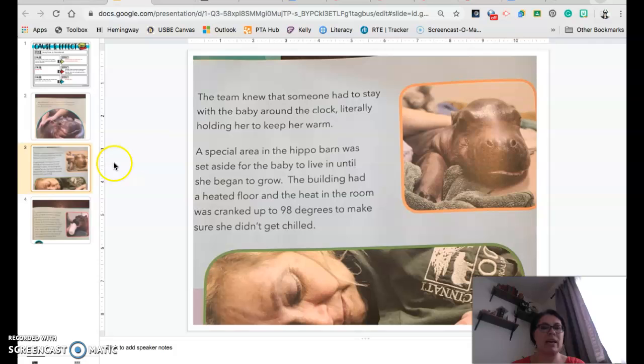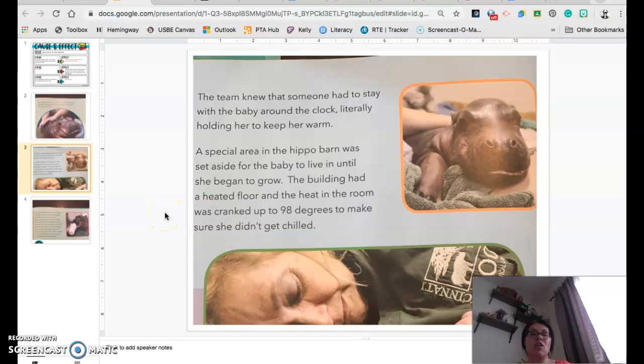So I'm going to come over to this page and reread the page. The team knew that someone had to stay with the baby around the clock, literally holding her to keep her warm. A special area in the hippo barn was set aside for the baby to live in until she began to grow. The building had a heated floor and the heat in the room was cranked up to 98 degrees to make sure she didn't get chilled.